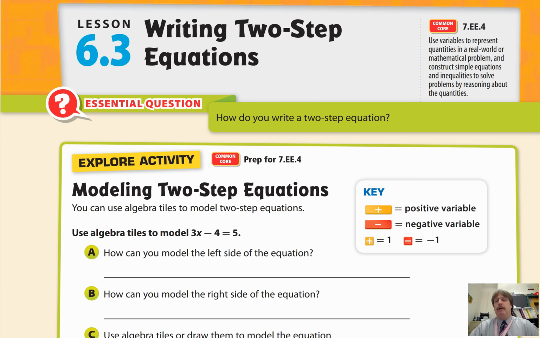In lesson 6.3, writing two-step equations, we're going to keep working on 7.EE.4, the standard there: using variables to represent quantities in a real-world or mathematical problem and construct simple equations and inequalities to solve problems by reasoning about the quantity. What we're going to do is learn how to write equations to represent mathematical real-world problems and interpret those equations to represent real-world situations.